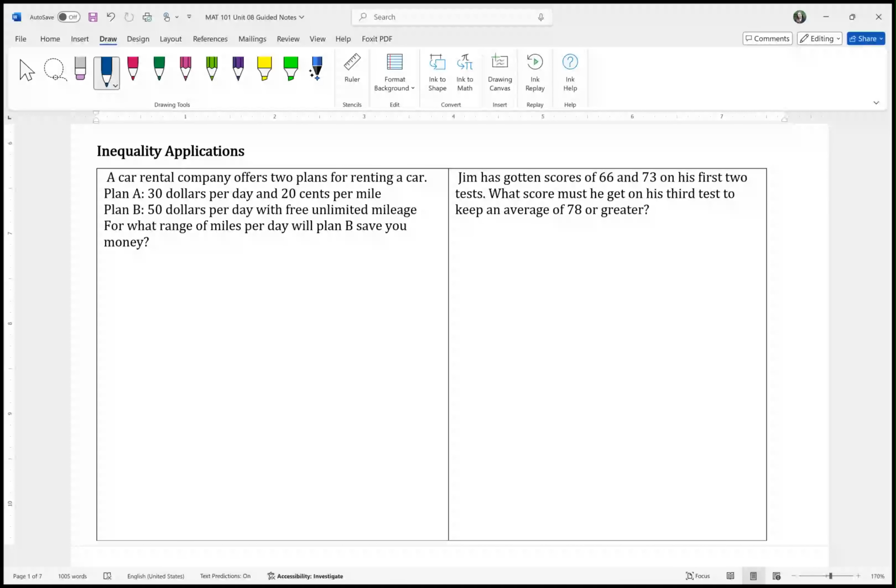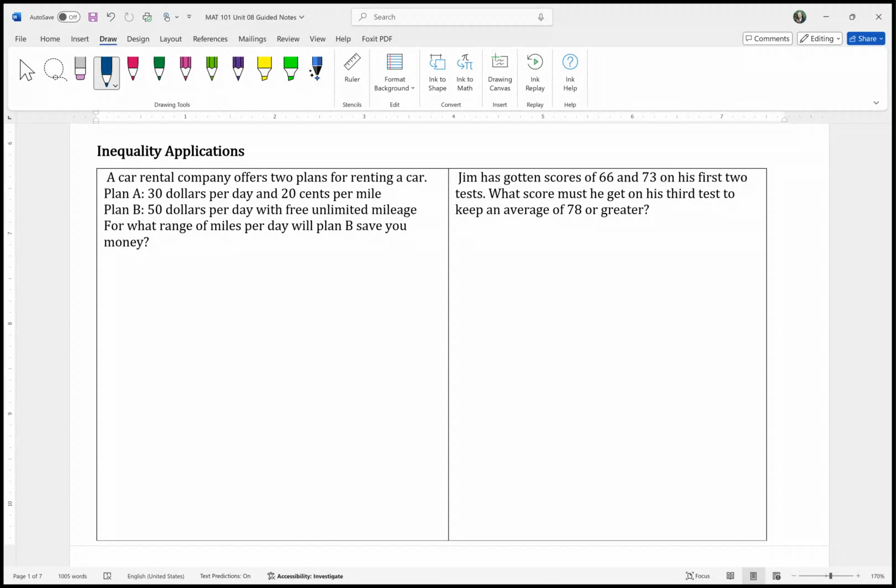Let's look at two inequality application problems. The first one: a car rental company offers two plans for renting a car. Plan A is $30 per day and 20 cents per mile. Plan B is $50 per day with free unlimited mileage. For what range of miles per day will Plan B save you money?